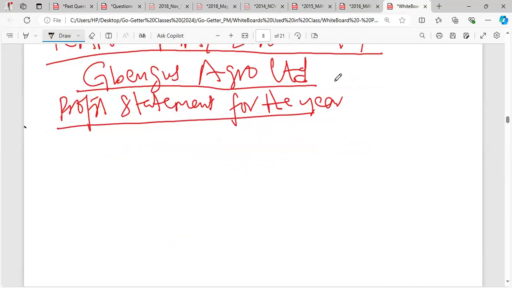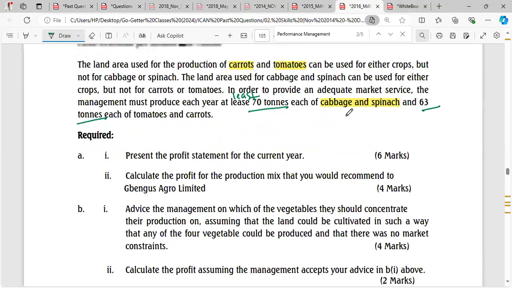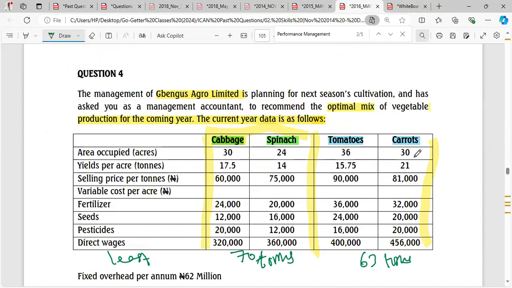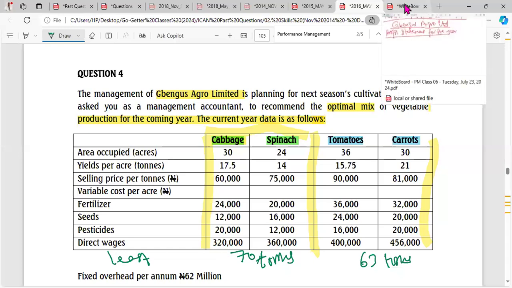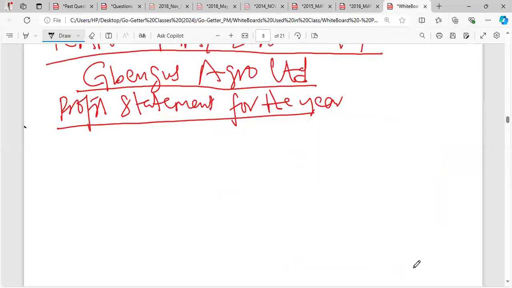So I will need now to bring this information: cabbage, spinach, tomatoes, and carrots. I'll call this one total.